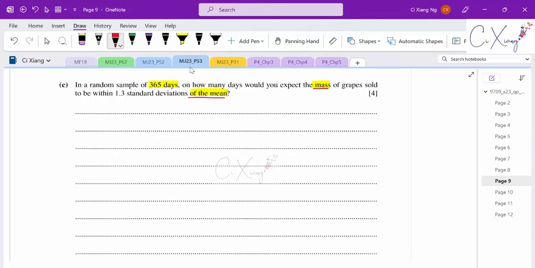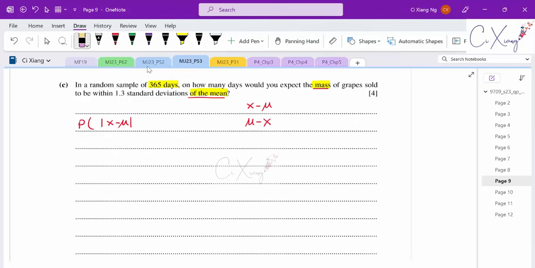When we want to write out the symbol, it should be x minus mu. X means the mass, and mu means the mean. But when they're talking about the difference between the mass and the mean, it can also be mu minus x. Therefore, when we want to write out the symbol for this, usually we'll put a modulus sign for x minus mu.